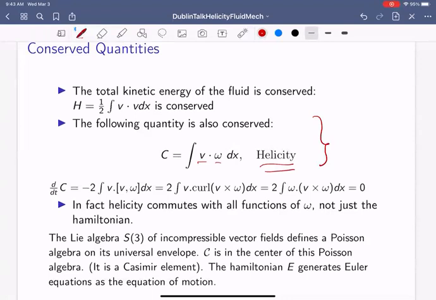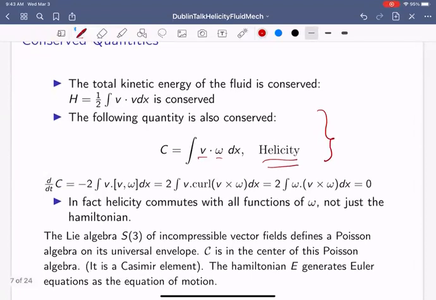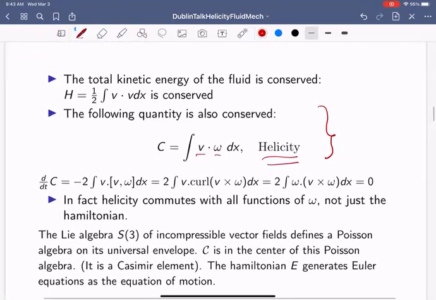And the first part of what I'll talk about is what is really the meaning of this thing, helicity. That's really what I was trying to understand. How should we think about it? So the first thing to notice is that helicity, of course, is a conserved quantity, so it must commute with the Hamiltonian. It has 0 Poisson bracket with the Hamiltonian.